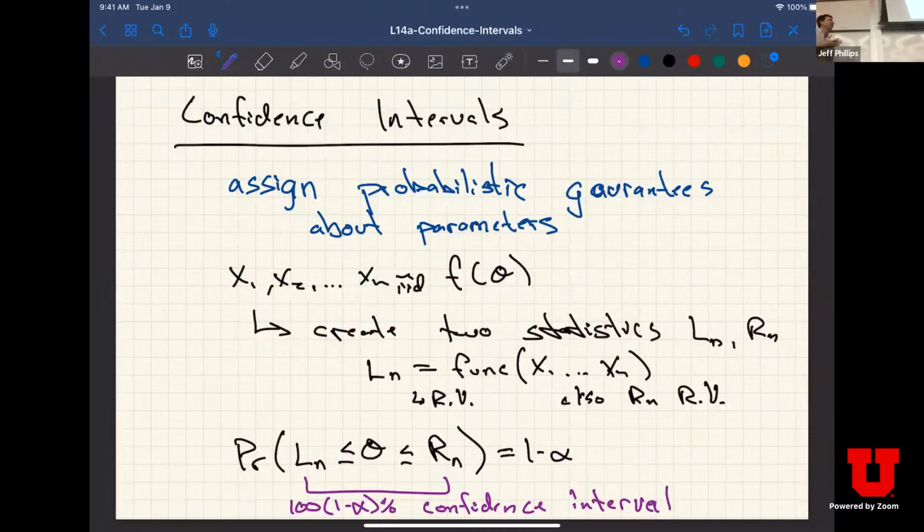So we want to create these statistics, LN and RN, so that the probability that the real parameter falls in this range is equal to 1 minus alpha. Alpha would typically be something like 0.05, some small value. So a common example is a 5% alpha, or a 95% confidence interval.